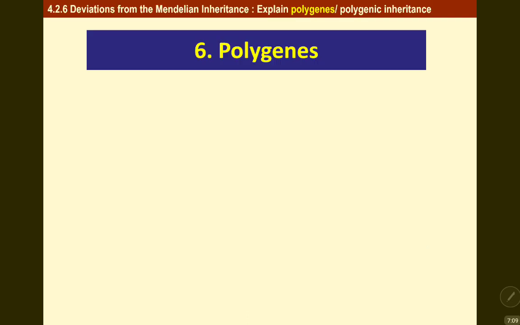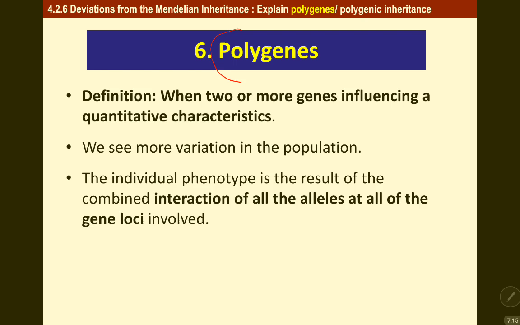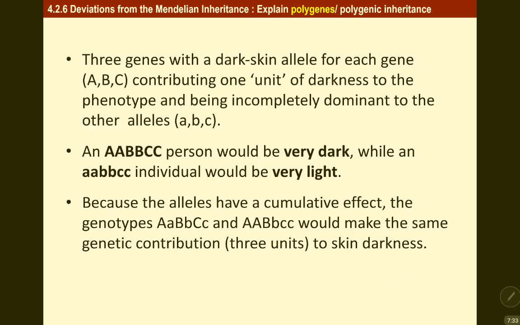Okay, the last deviation from Mendelian inheritance is called polygenes. Poly means many. This is when 2 or more genes influence a quantitative characteristic. Quantitative means that all the alleles, all the genes, will combine together to show in the phenotype. This is called polygene. For example, skin color of humans. The skin color of humans is not determined by one single gene, it is controlled by many genes, so it involves many chromosomes.